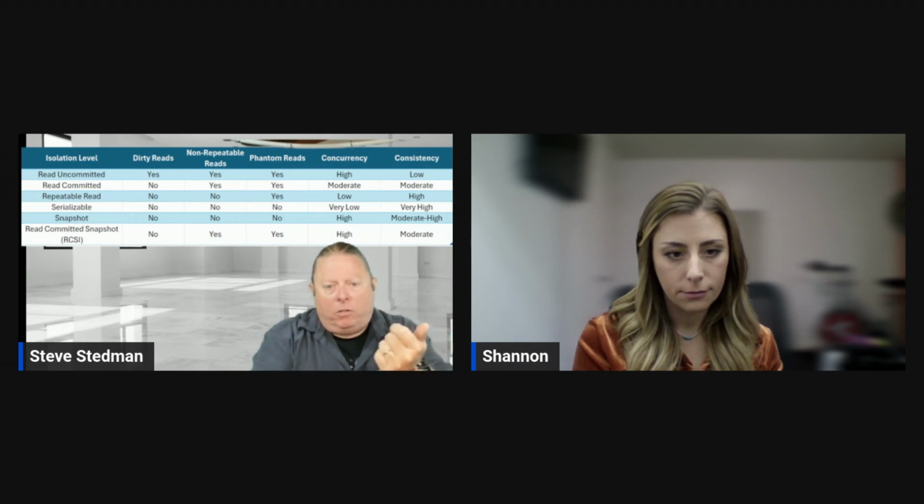So the question that came in here is, what are SQL Server isolation levels and how do they impact my data? Well, I want to change my screen here to display this little chart. So what are SQL Server isolation levels? Well, isolation levels are how SQL Server controls transactional interaction.